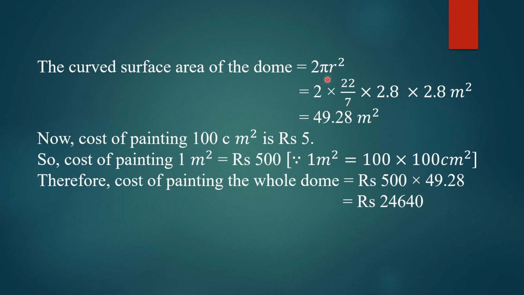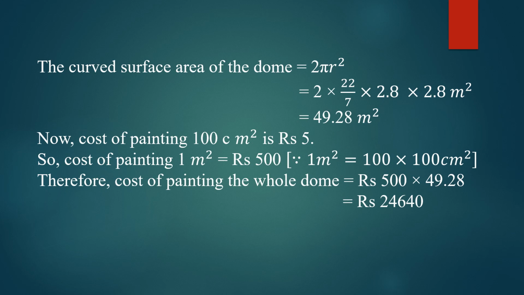In this formula, let us substitute the value of r. In the previous slide, we have found the value of r. What is the value of r we got? Yes, 2.8. That is equal to 2 into, what is the value of pi here? 22 by 7 into, what is the value of r? 2.8 into 2.8 meter square. This is the unit to denote the area of the curved surface area of this dome. Now, let us simplify these numbers as we have simplified before. Here also let us simplify.